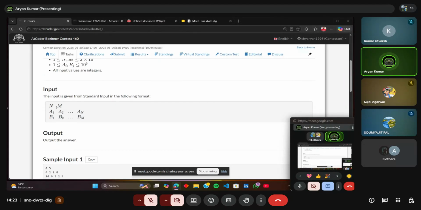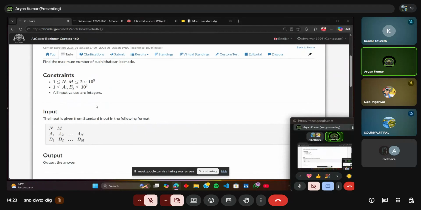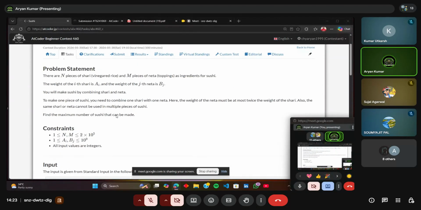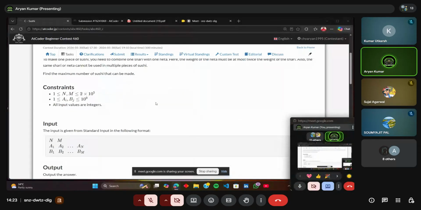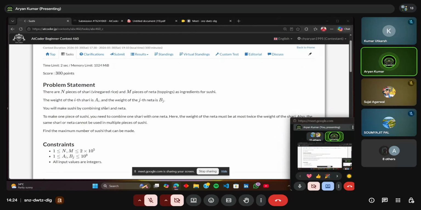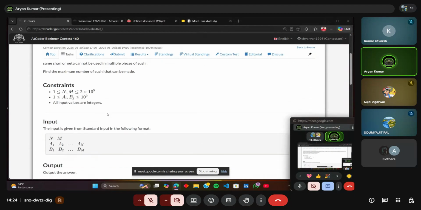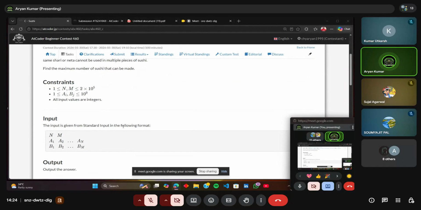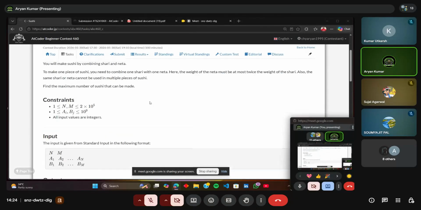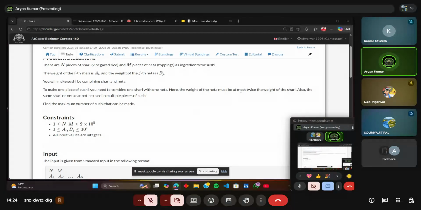Like we will have first two integers n and m, where n is the number of pieces of sari and m is the number of pieces of neta. Okay. Then we are given n integers. We will store this in the form of an array, where each integer is the weight of sari, and again m integers, which are the weights of neta. Okay. So we will take the minimum weight of neta possible. So for that, we will do sorting.